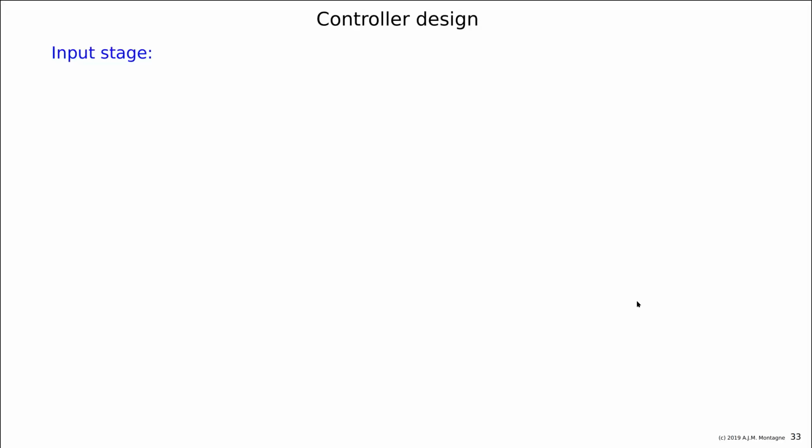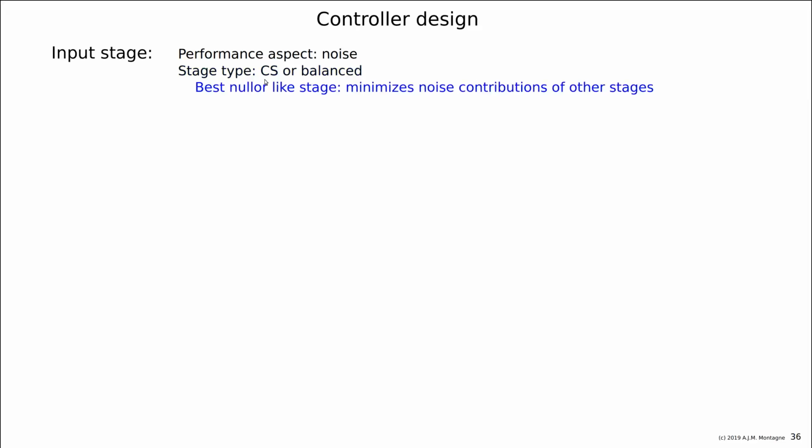The input stage, what can we say about the input stage? Well, the most important performance aspect of the input stage is noise, and it will be explained in a few lines. So the preferred stage type is CS, or a balanced common source stage, if we want a CMOS, of course. Otherwise it would be common emitter if you do bipolar transistors. And why? Because it is the best nuller-like stage.